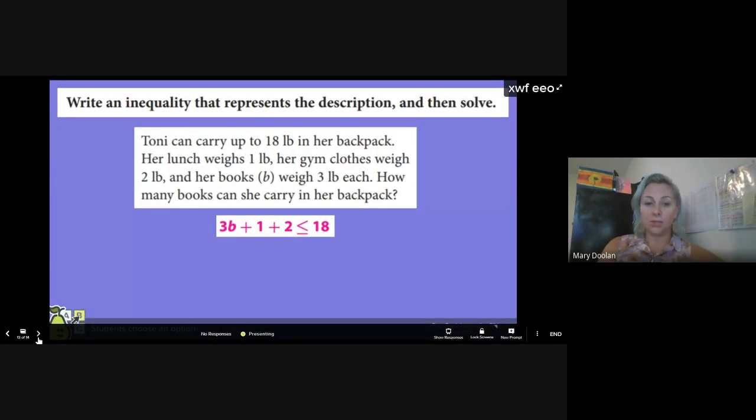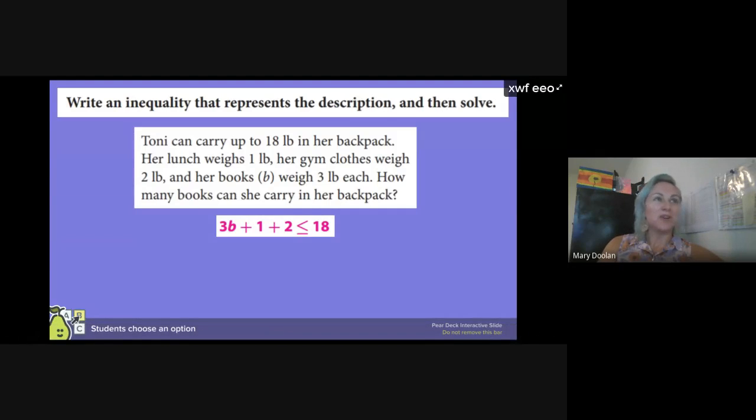All right, so we know the inequality. Now you guys get to solve the inequality. You're going to solve it just like it's an equation. Same idea. Okay, combine like terms. Whatever you do to one side of the equation, you do to the other side of the equation. The only thing you have to watch out for is when you multiply or divide by a negative. That's not going to happen in this problem.